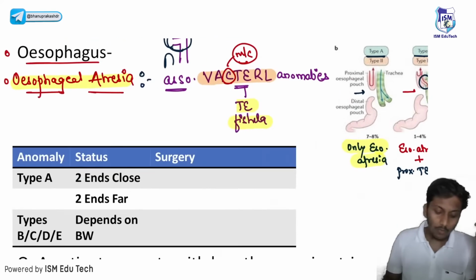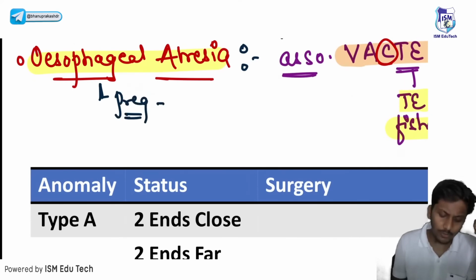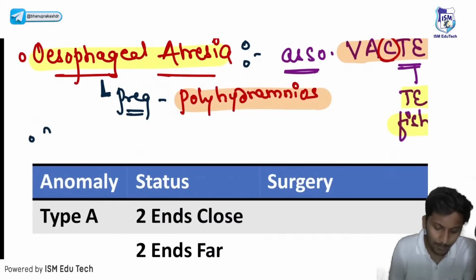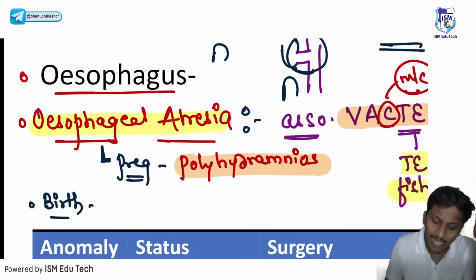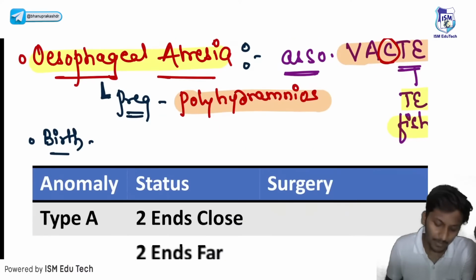Polyhydramnios during pregnancy can signal esophageal atresia, as the fetus is unable to swallow amniotic fluid, leading to excess fluid accumulation. This condition serves as a vital diagnostic clue. At birth, signs of esophageal atresia include excessive drooling, as saliva cannot pass into the stomach. This symptom is critical for early diagnosis and timely intervention.